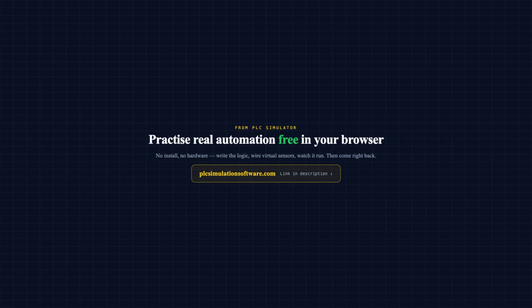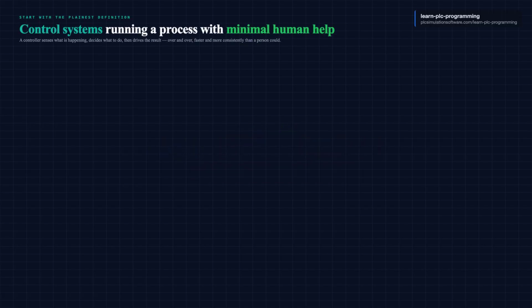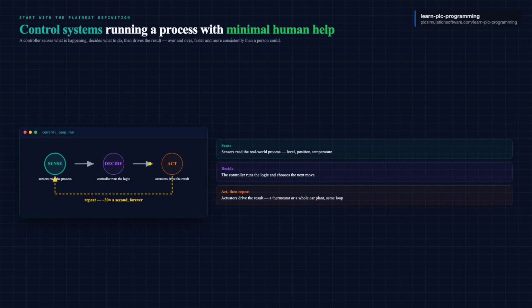Now let us define the thing. Start with the plainest definition. Automation is using control systems to run a process with minimal human intervention. Read that again. The key word is control. A controller reads what is happening through sensors. It decides what to do. Then it drives the result through actuators, motors, valves, heaters. And it does that loop over and over, faster and more consistently than any person could.